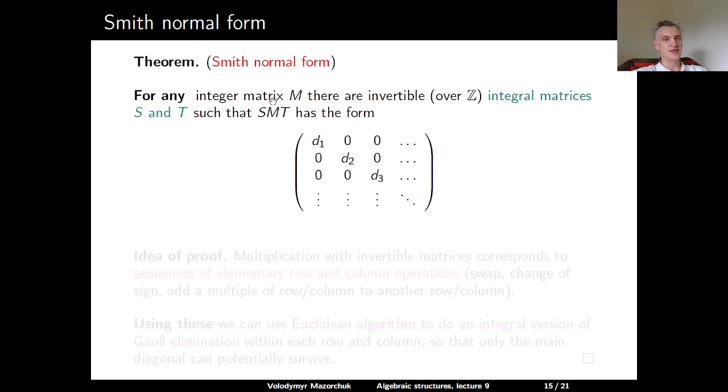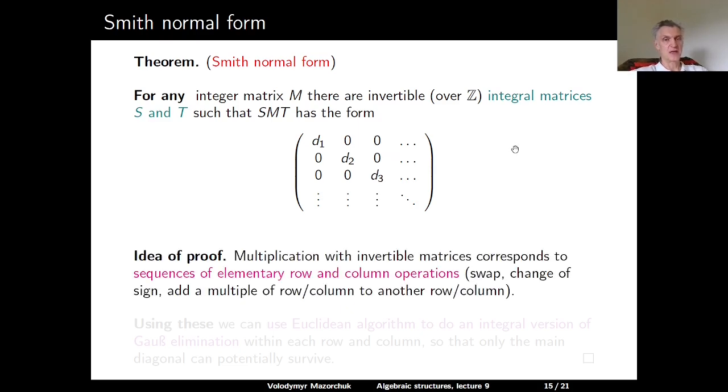Theorem: for any integer matrix M, there are invertible integral matrices S and T, and they are invertible over the integers, so with determinant plus or minus 1, such that the matrix SMT is diagonal. So it has the following form. We have something on the main diagonal, the elements which we call d1, d2, d3, and so on. They can be 0 as well, but the rest is 0.